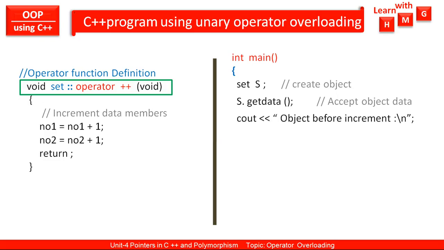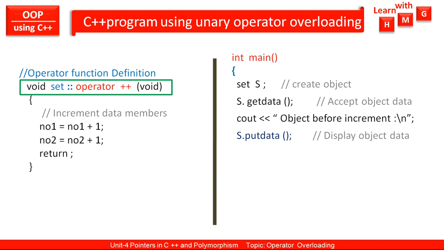Then I will display the object before increment, that is whatever the values of two data members of that object, no1 and no2, will be displayed by calling the member function putData. So s.putData will display the object data, that is, it will display the values of the no1 and no2 data members. Now let us apply the operator function.